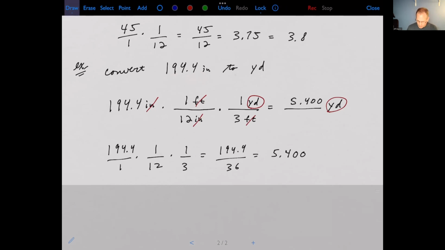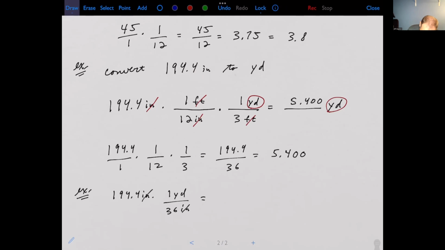Now again, if you wanted to, let me just show you this quickly. You could have just used a single unit conversion factor if you know the direct relationship between inches and yards. Again, there's 36 inches in 1 yard. So I could have multiplied by 1 yard over 36 inches. Right now, inches cancel, I end up with yards. And again, I'm going to get 5.400 yards.